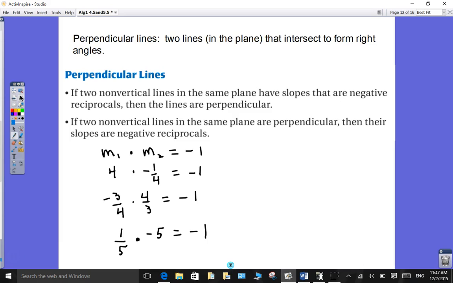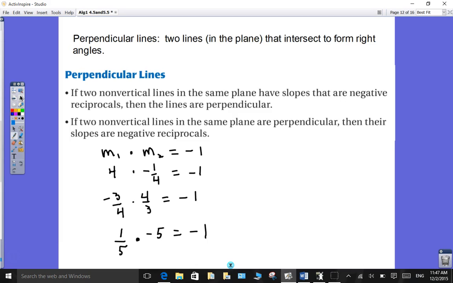Now, why do they say non-vertical lines? Why do they throw that in there? Because what's the slope of a vertical line? Try again. It's undefined, right? You can't multiply with a slope which is undefined. I mean, it is true that horizontal and vertical lines are perpendicular, right? They meet at a 90-degree angle. But you can't do this test on them to show it, because you can't use an undefined slope.